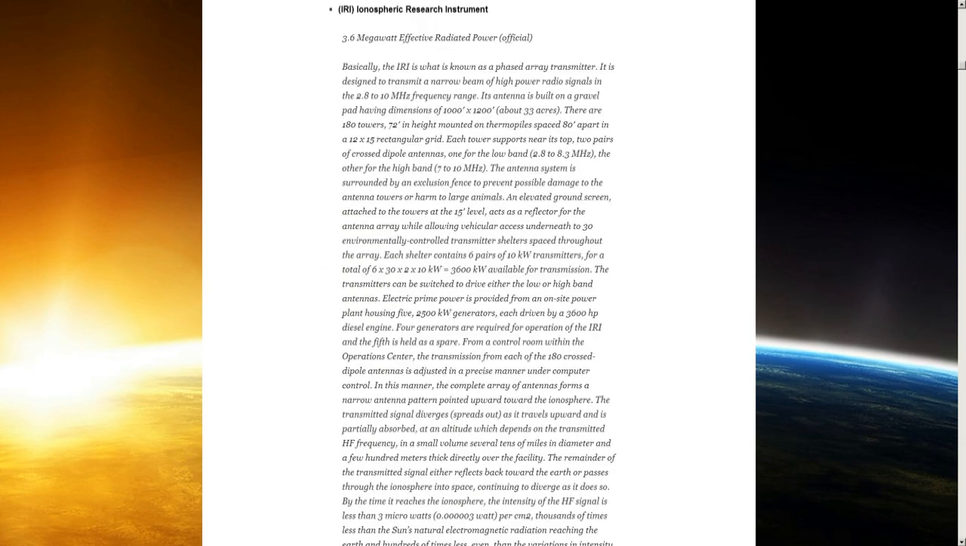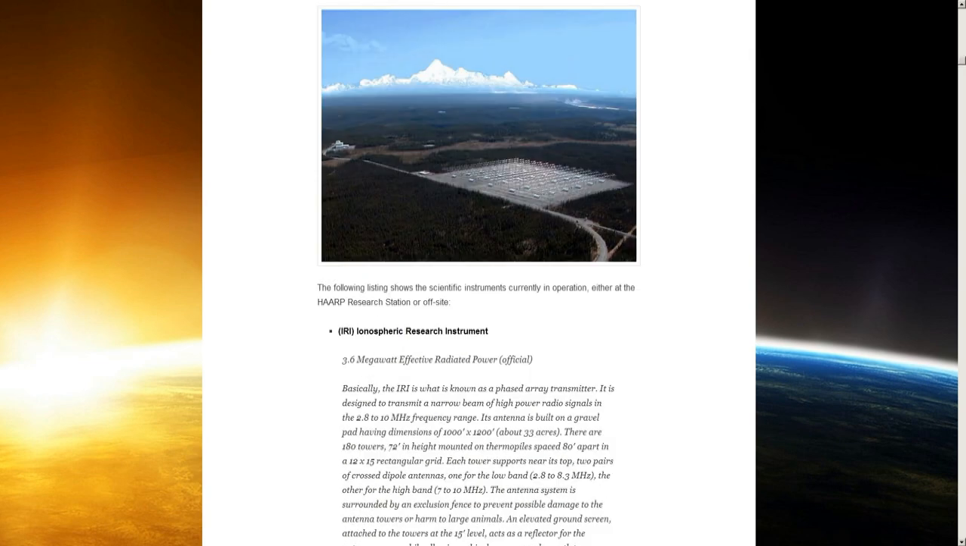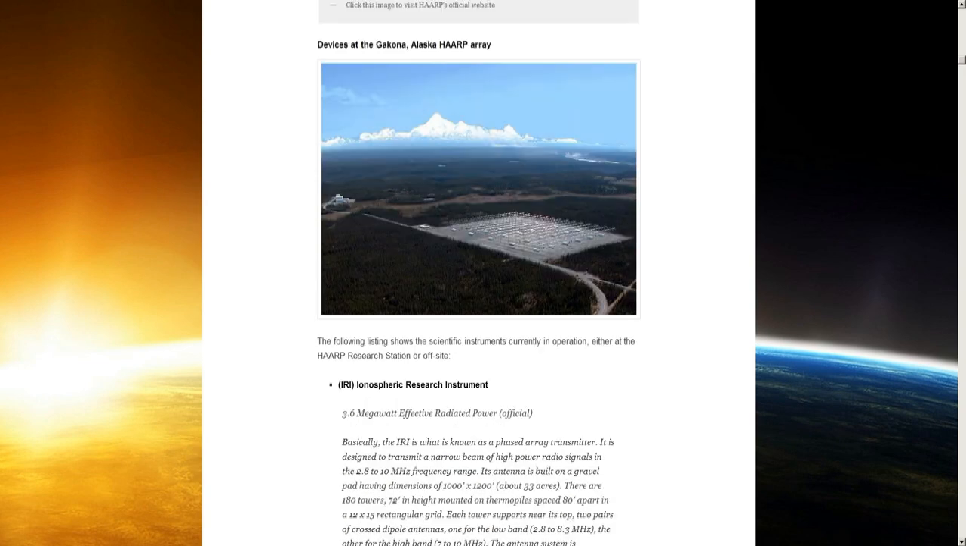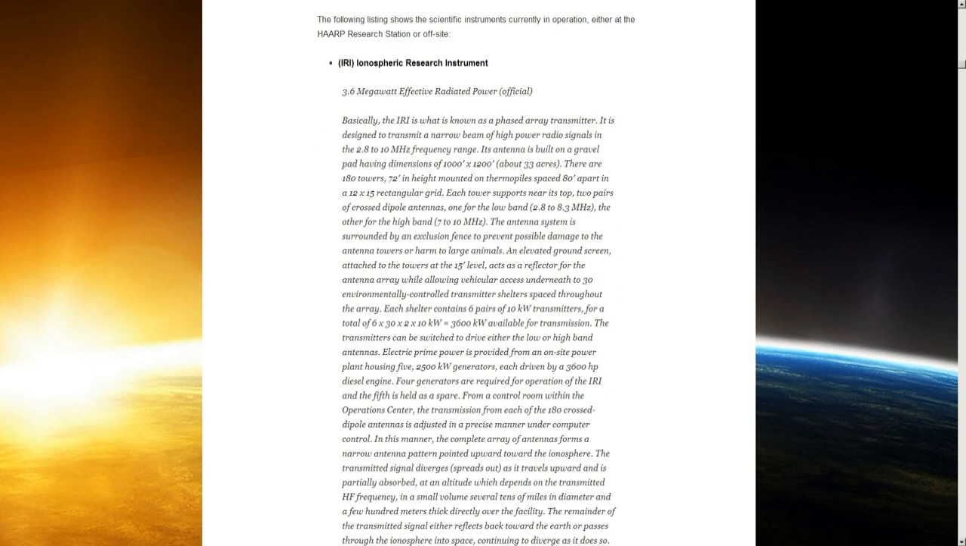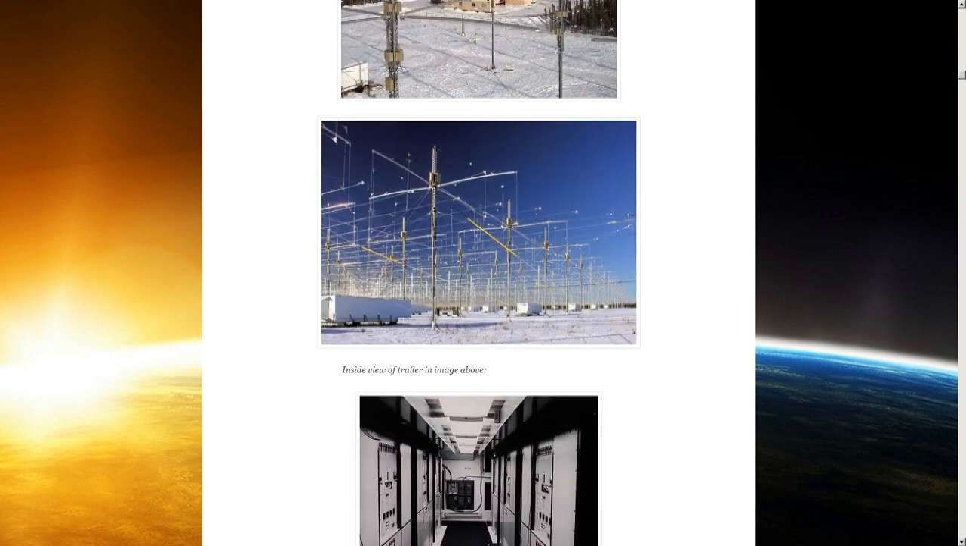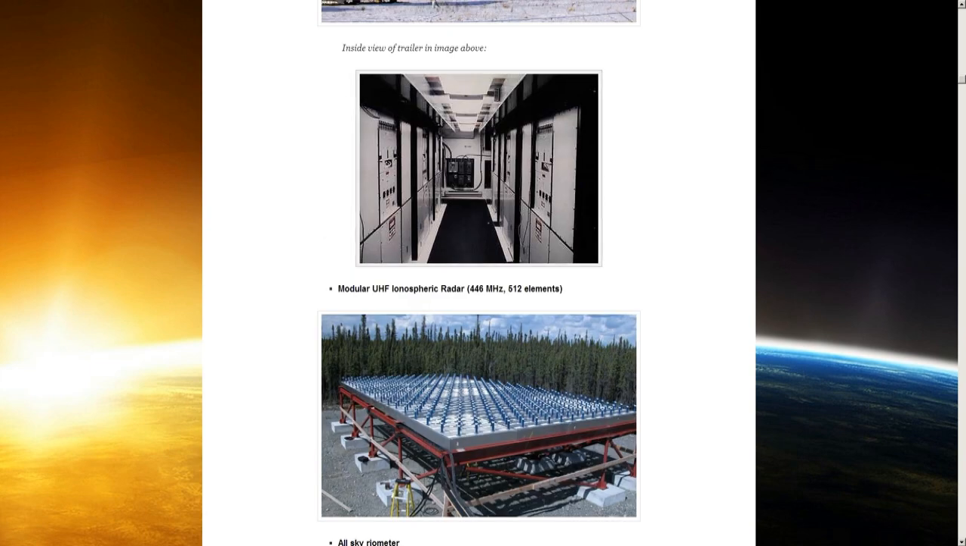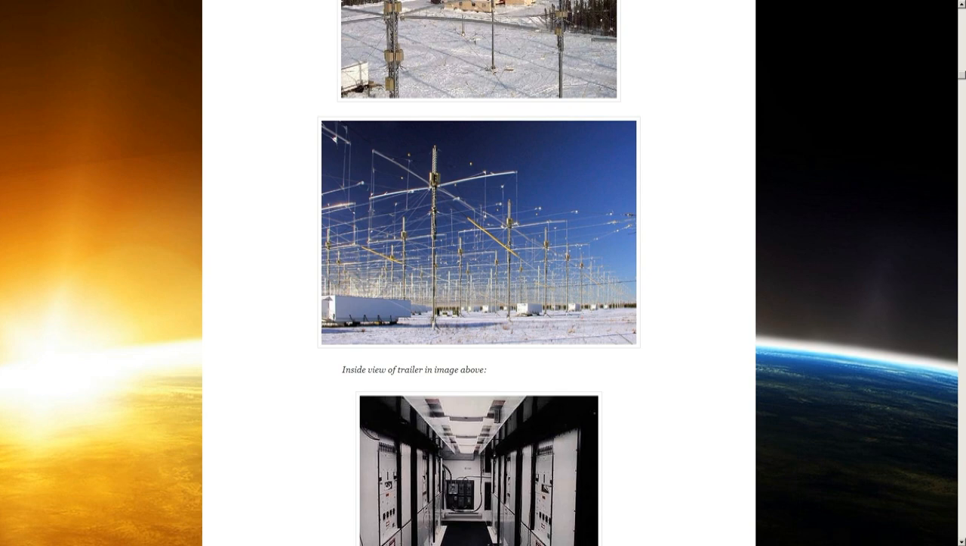There is the device. The big thing you see right here is called the IRI, and most people think that HAARP is just this antenna facility. HAARP is actually a series of different instruments, and the IRI is the big one. It is the 3.6 megawatt transmitter. All the details on that. Here's some close-ups. Here's inside the transmission little trailers. If you look right here, those are the trailers. Yeah, and there's a lot of them.